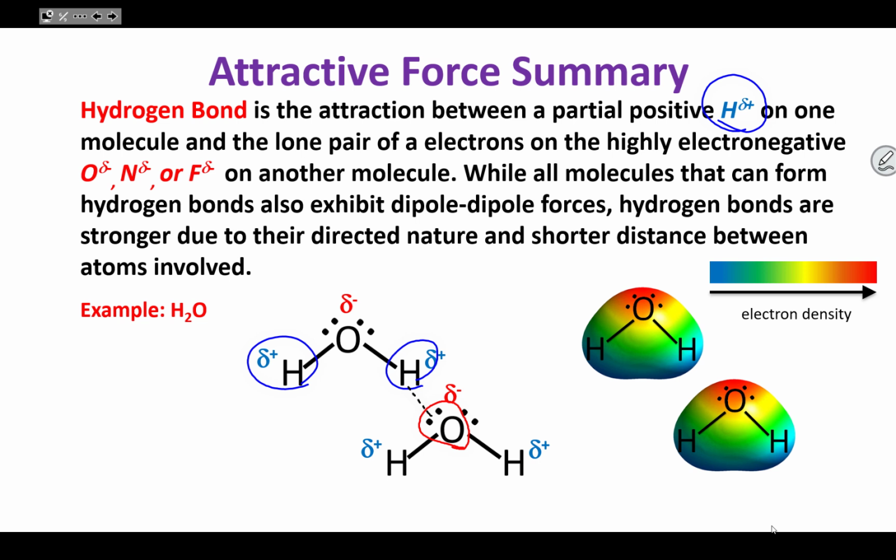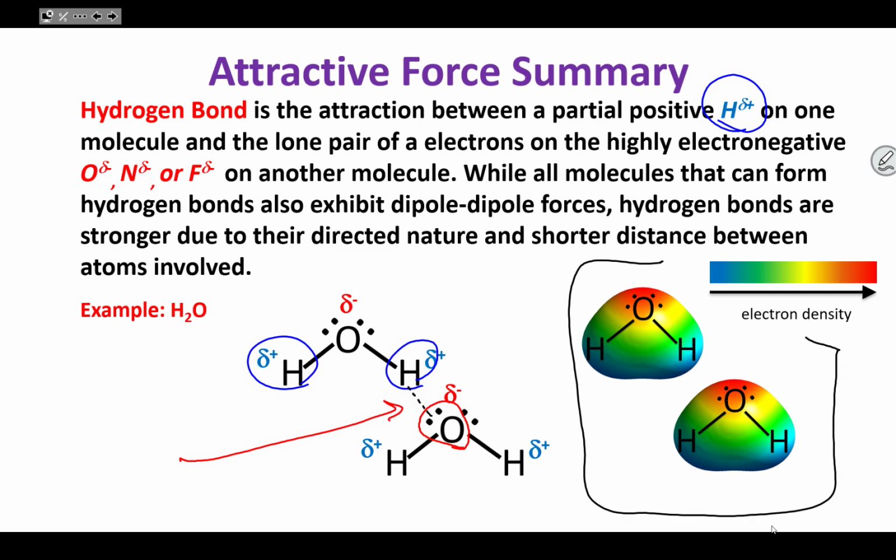It's important to note while all molecules that can form hydrogen bonds also exhibit dipole-dipole forces, hydrogen bonds are stronger due to this directed nature and the shorter distance between the atoms involved. Recall the size trends. Oxygen, nitrogen, and fluorine are very small atoms, and they all have lone pairs. Here again, I'm showing the electron density map of water, and I'm just going to draw in a hydrogen bond with a black dashed line.